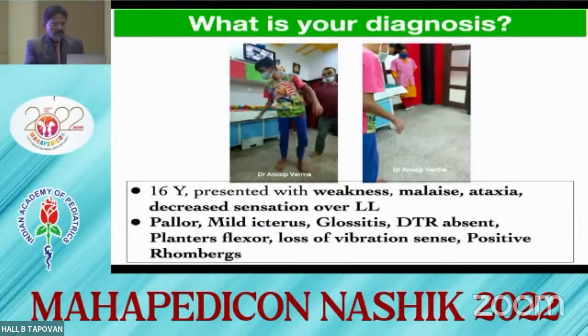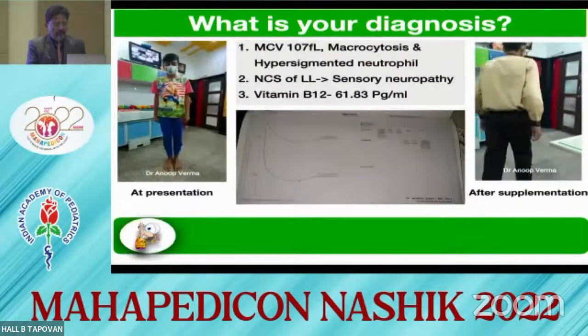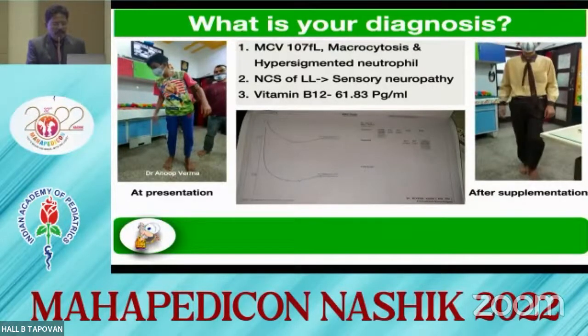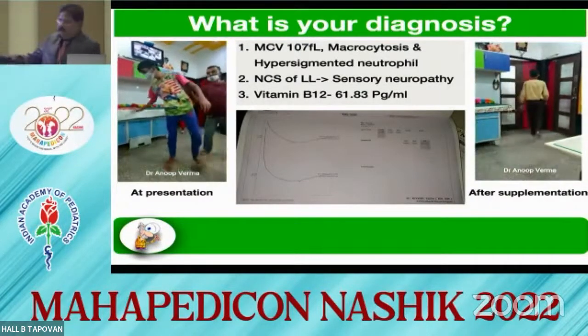Another patient you are seeing, he's exhibiting a particular sign: not able to stand with feet closed, ataxia. Mild icterus was there, glossitis, deep tendon jerks were absent, plantars were flexor, loss of vibration sense, positive Romberg was there. You can see, he is not able to do this. And MCV 107, macrocytosis, hypersegmented neutrophils, sensory neuropathy was there, vitamin B12 level is quite low. So it is vitamin B12 deficiency, peripheral neuritis, or you can say subacute combined degeneration of the cord. And see, after supplementation, the young man is moving like anything.